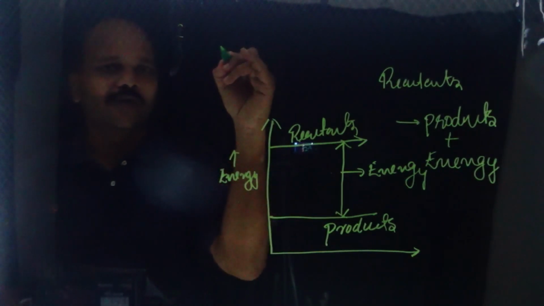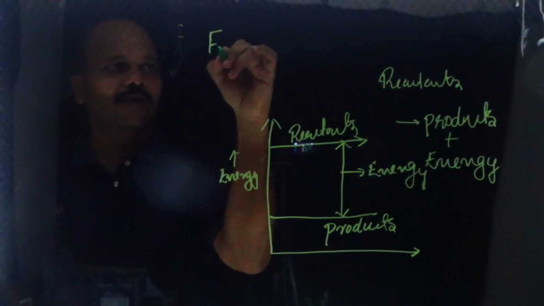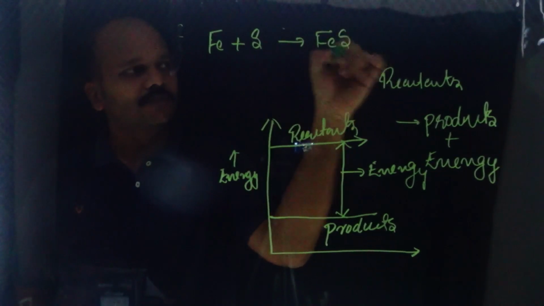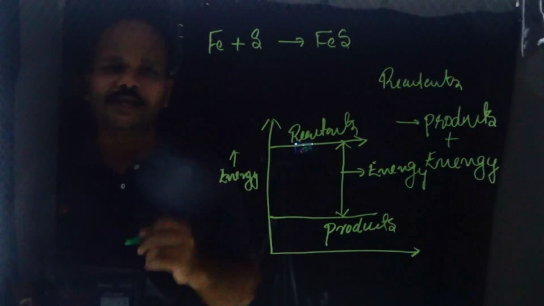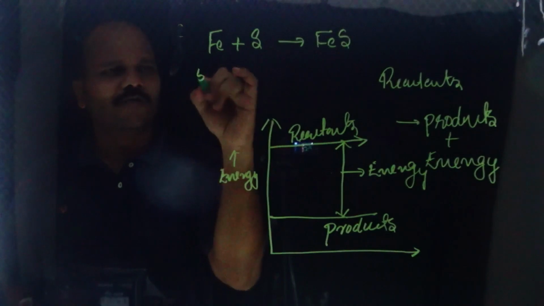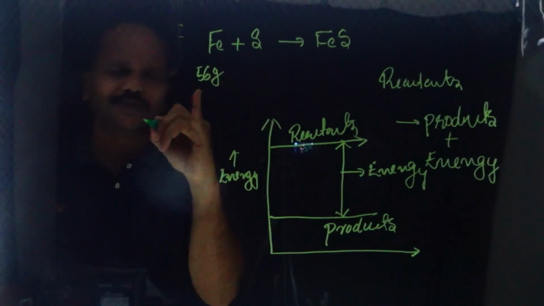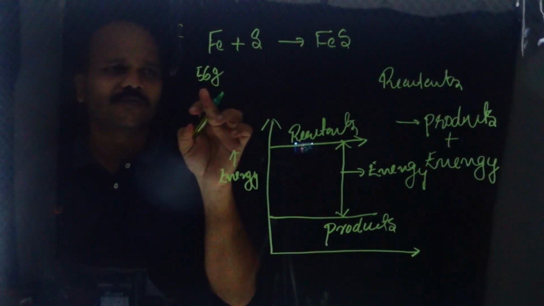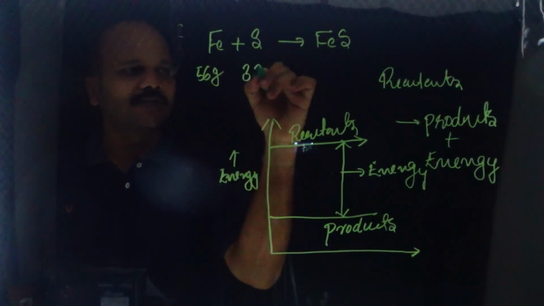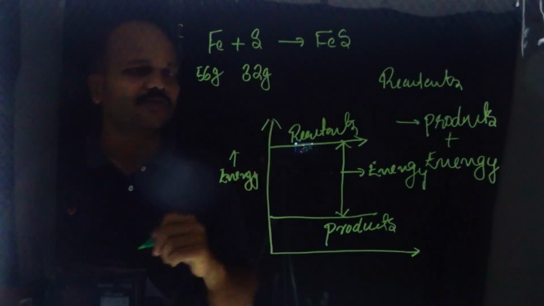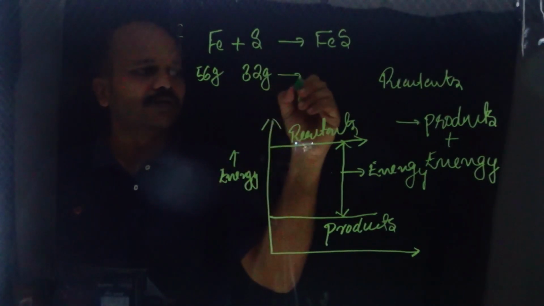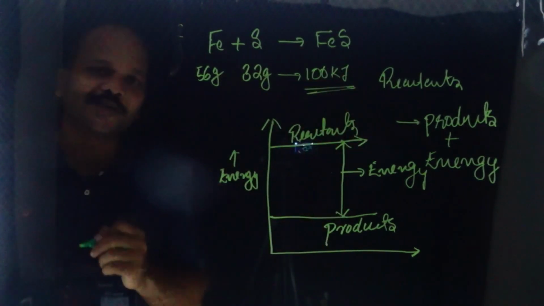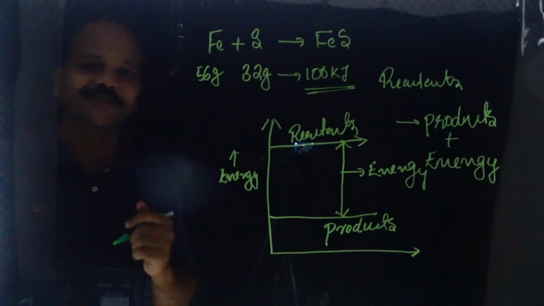For example, you have seen the reaction Fe plus sulfur. This gives FeS. When this reaction is happening, for example, 56 gram of iron, and you will come to know later, this is nothing but 1 mole, when it is reacting with 32 gram of sulfur, this is going to release almost 100 kilojoule of energy. So this much energy is going to get released when this reaction is happening.